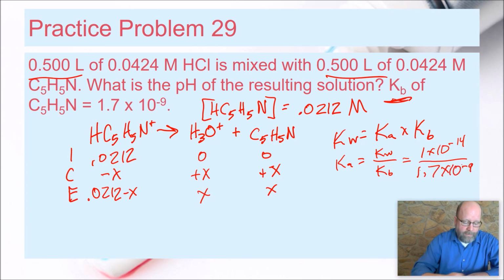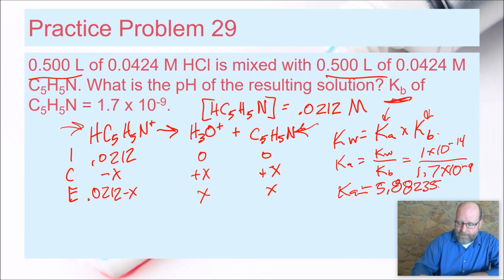So that's my Kb of the conjugate base of this acid that I want to find, right? So that's the Kb of this base. This is its conjugate acid. And remember, these, this A and B, this and this, have to be conjugates for this to be true. So we punch that into the calculator. We're going to find that Ka is equal to 5.88235 and so on, times 10 to the negative 6th. So that's plenty small. So that's small enough that we can definitely get rid of that X, which you pretty much knew it was going to be.